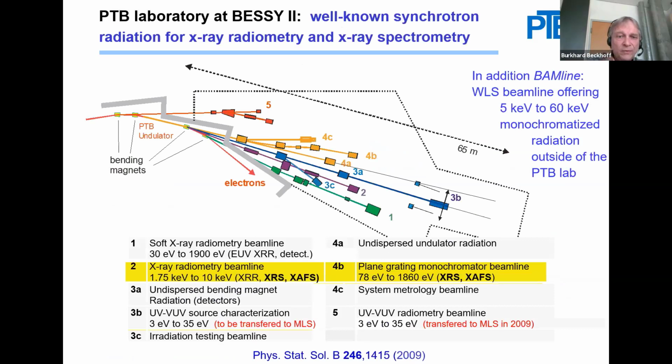I'd like to very briefly summarize how we do this. We use synchrotron radiation from an electron storage ring, and this synchrotron radiation is monochromatized by means of either crystal or grating monochromators.